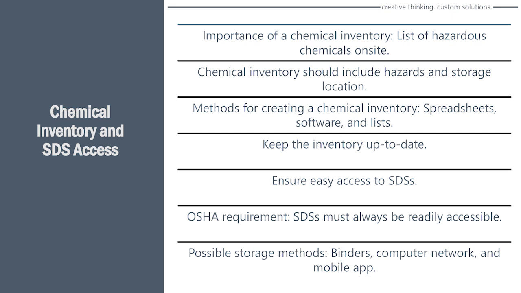So you've got several methods for maintaining a chemical inventory. You've got spreadsheets, you've got software, you've got lists, but if you don't have your purchasing and receiving people tied into that system, it's going to be almost impossible for you to maintain.